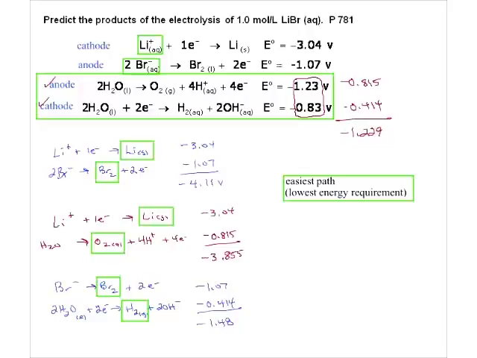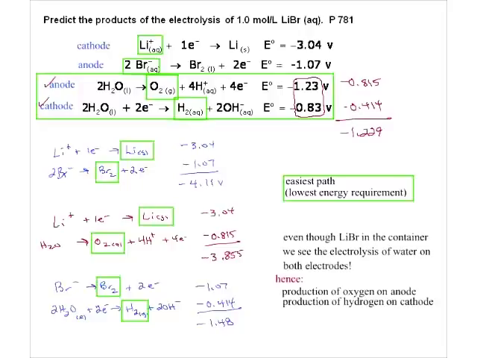So what we're going to see here is the production of oxygen gas and hydrogen gas on these 2 electrodes because that's the easiest way to go. So even though lithium and bromide are in the container, it's easier to do the oxidation and reduction of water. So in this container, you're not going to see any lithium being produced. You're not going to see any bromine liquid. You're going to see oxygen gas bubbling off one electrode and hydrogen gas bubbling off the other.